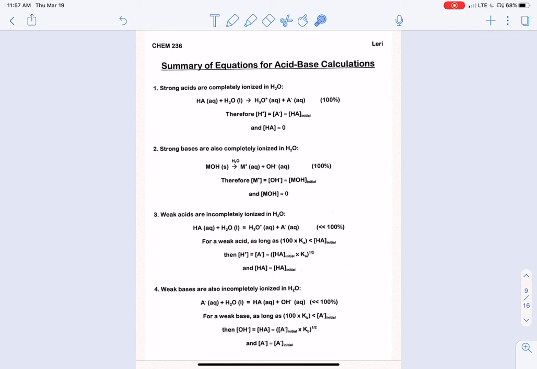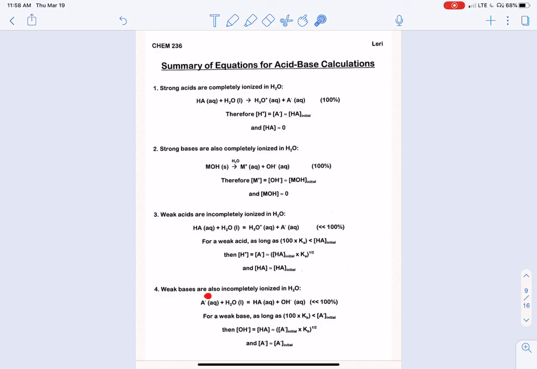For a weak acid, as long as 100 times Ka is less than the initial concentration of the acid, then I can make the assumption that minus x is negligible. And the consequence of that is that the proton concentration is going to be equal to the square root of the Ka times the initial concentration of the acid. So that's very cool because you don't have to use a quadratic equation unless your Ka is very high and/or the initial concentration of the acid is very low.